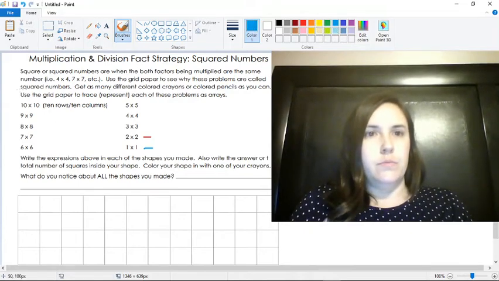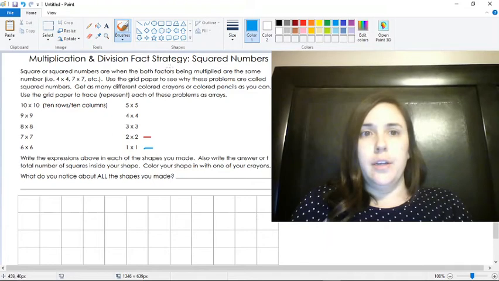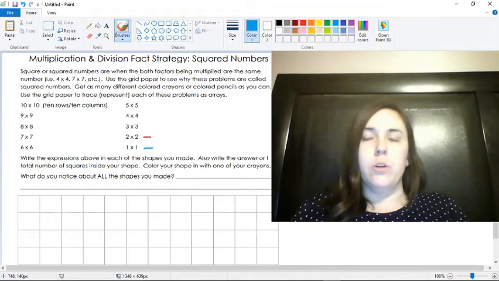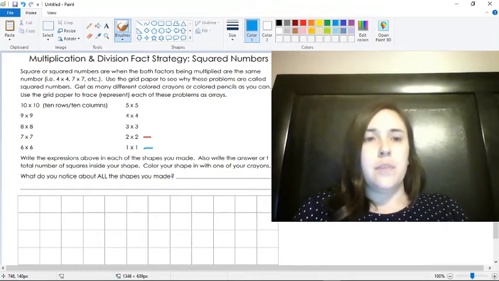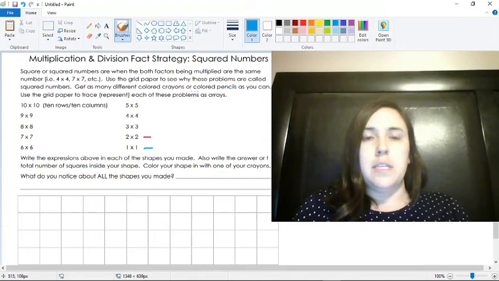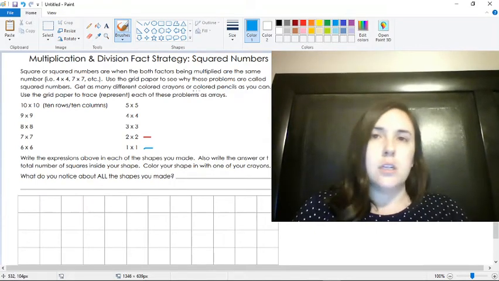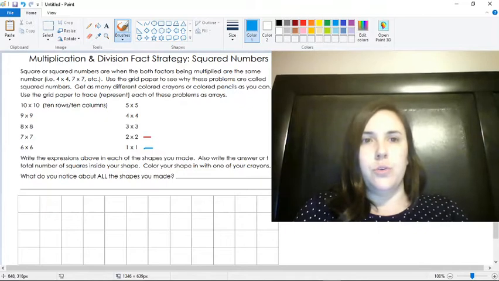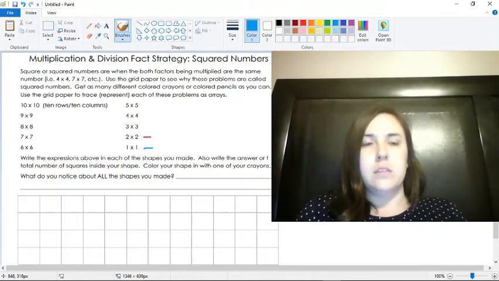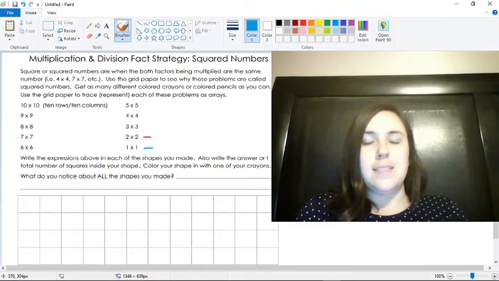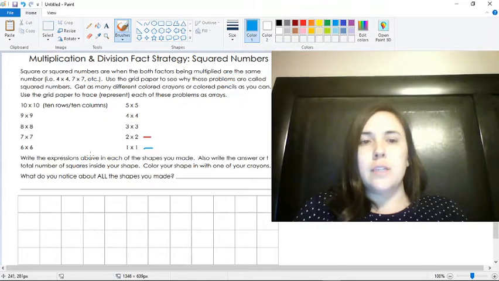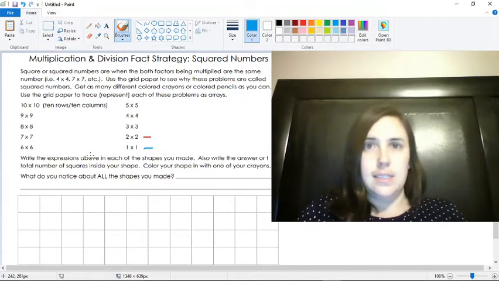So it talks about what squared numbers are, and this is going to help you understand why we say centimeters squared or feet squared when we're finding the area. So it says to get as many different colored crayons or colored pencils or markers or pens, whatever you can find that you can use, and you're going to use the grid paper that they've provided in order to create these problems as arrays. So they want you to write the expressions above inside of each of the shapes that you make. And then they also want you to write the answer of the total number of squares that are inside of your shape. That's the area, is the inside.